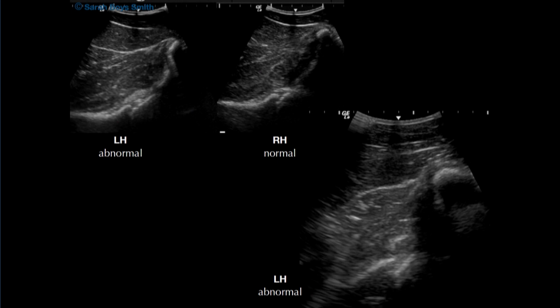So although we can't necessarily see any obvious fragmentation of the bone surfaces itself, we know that we've got significant effusion of that hip joint and indicating pathology in that area.